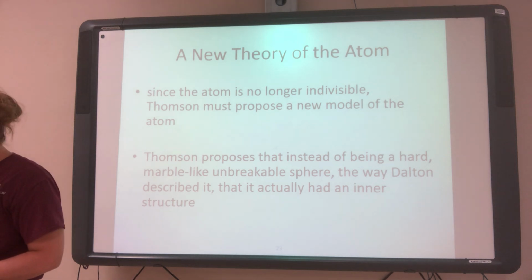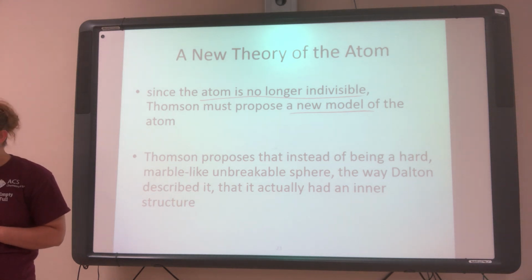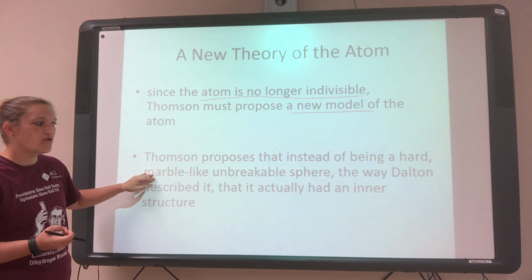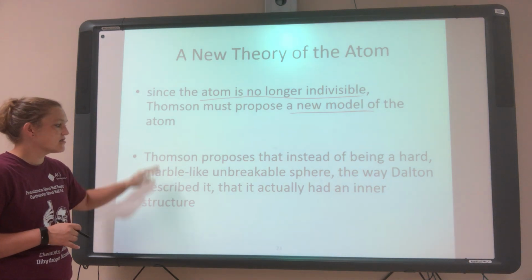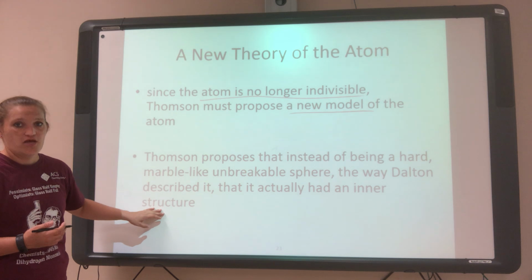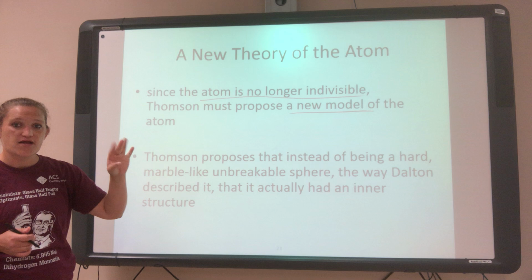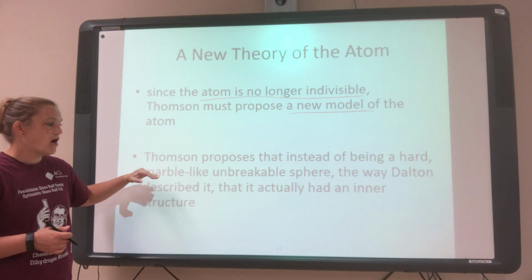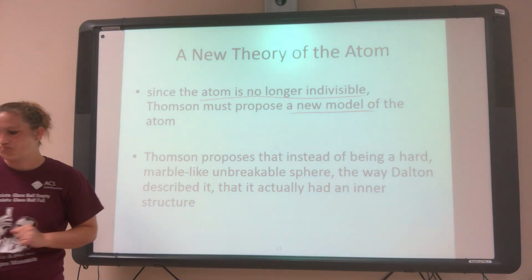So like I said, since the atom is no longer indivisible, Thomson's going to give us a new model. Thomson proposes that instead of being a hard, marble-like, unbreakable sphere, so an indestructible atom that doesn't have any smaller parts, that was Dalton, Thomson says that there's an inner structure. So he's really focused on that first part of Dalton's theory. Remember, Dalton had 4 parts of his theory? He's really focused on the first part. Instead of it being unbreakable and indestructible, he's saying there's parts to an atom.